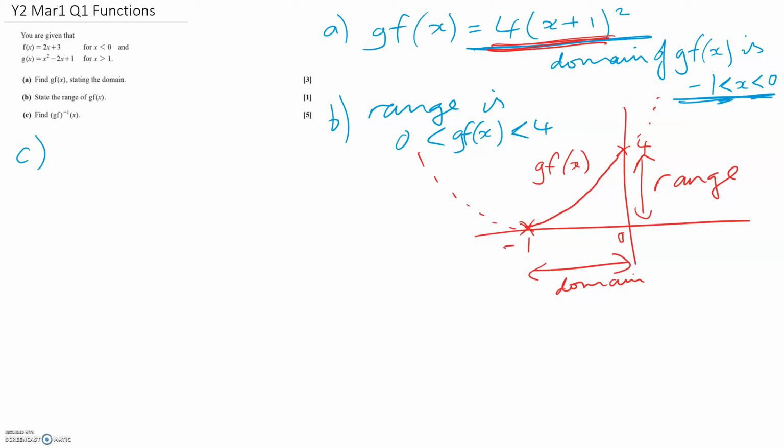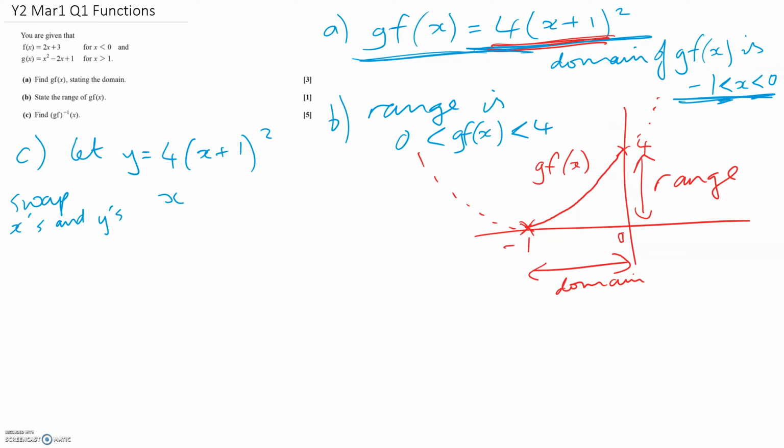In part C, we need to find the inverse function. I like to let y equal the original function. So g f of x we did up here in part A. That is 4(x + 1) squared. And then I like to swap the x's and the y's. So then we have x equals 4(y + 1) squared, and then rearrange to get the y on its own.